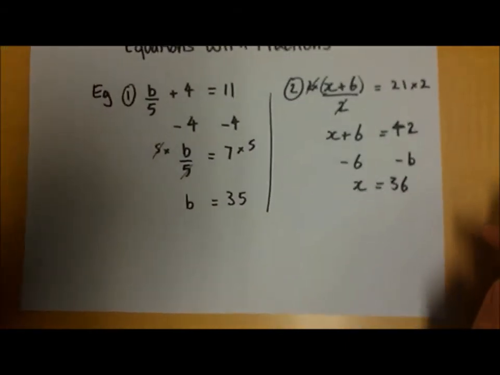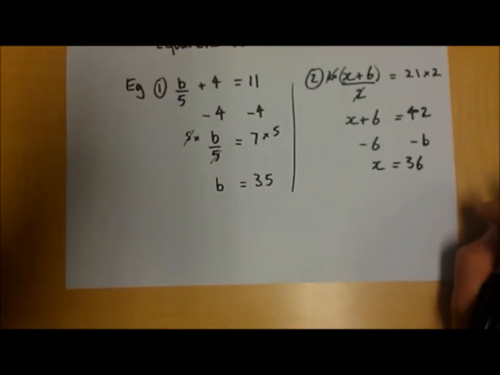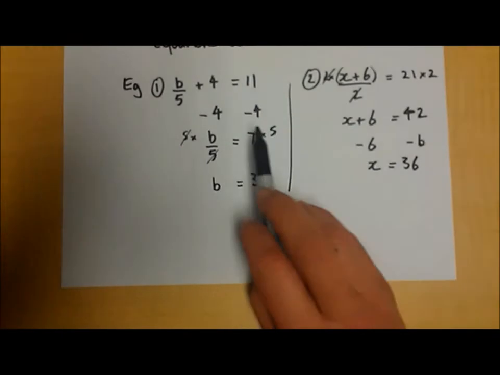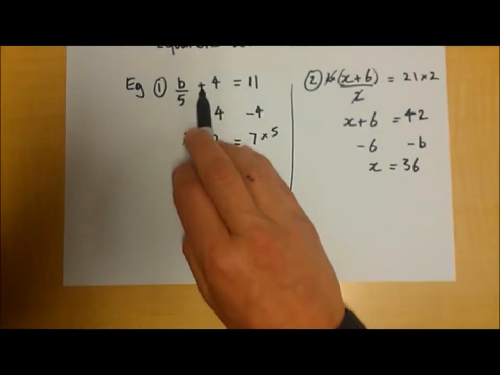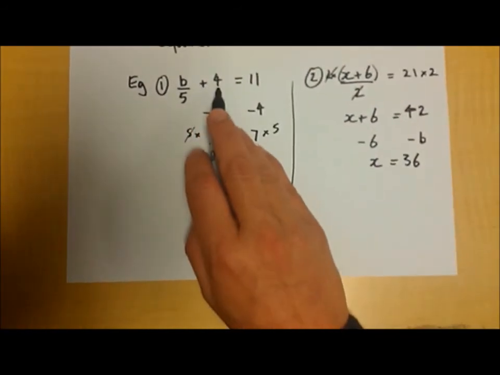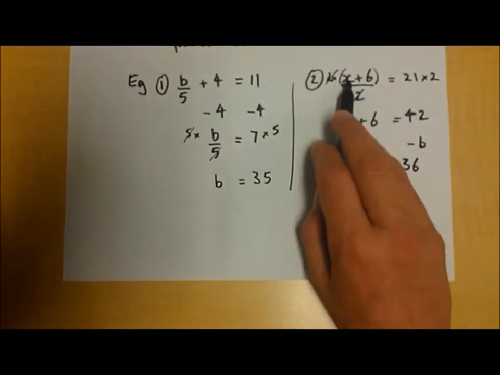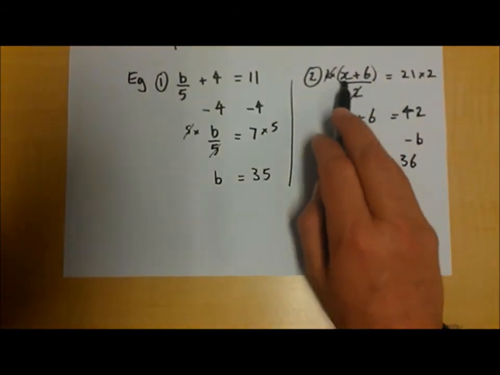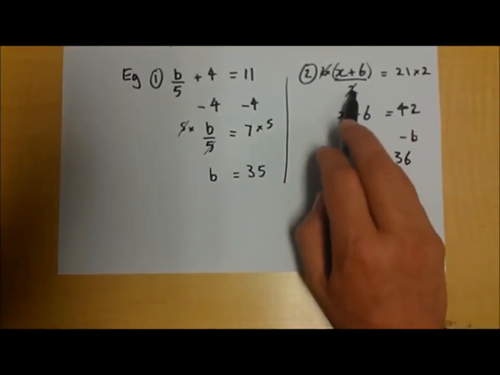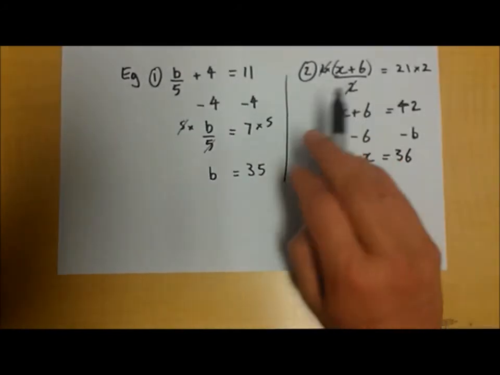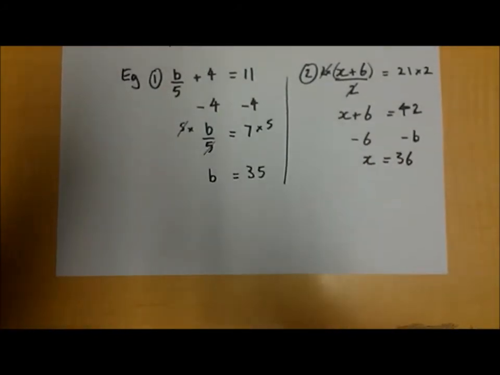So what I want you to do is take a little moment just to study those two solutions and particularly the difference between them. Here the b and the 5 are connected, plus 4 is on its own, so I subtract 4 first. Here the x plus 6 are connected by this fraction bar, so the division by 2 is really the furthest thing away and I need to get rid of that first. One more example for you.